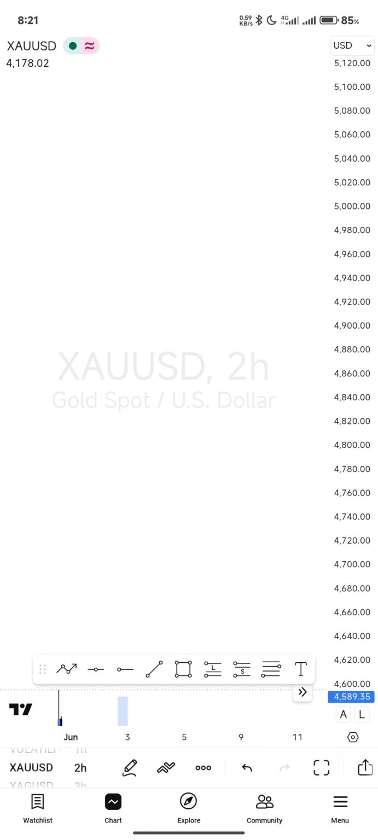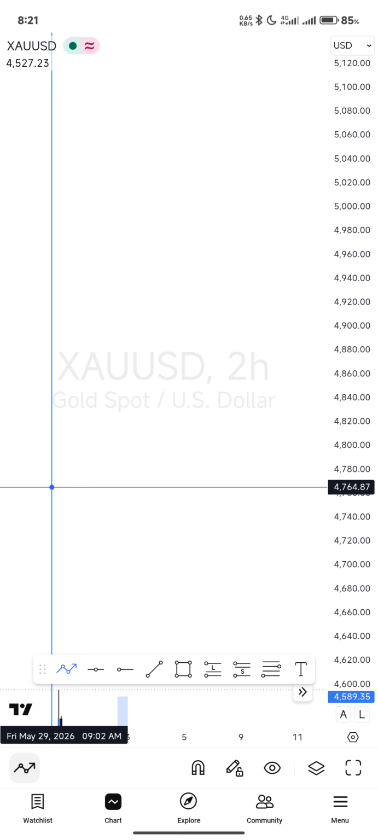Now, understanding market structure helps you to answer three major questions. Number one, where is price coming from? Number two, where is price currently? Number three, where is price going to? Now, there are three types of market structure we have. One is the uptrend, second one is the downtrend, and the next one is the ranging market, where the market is in consolidation.